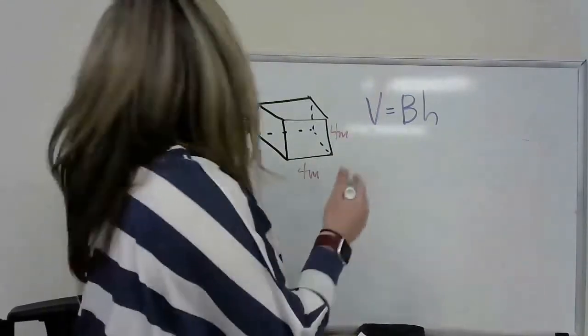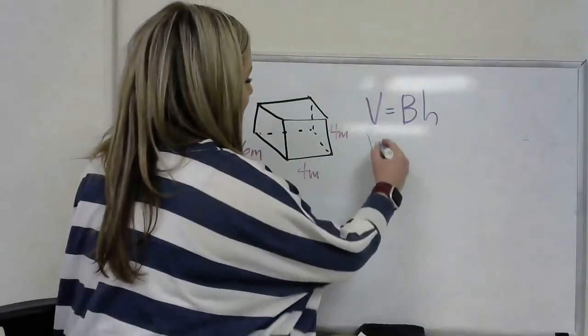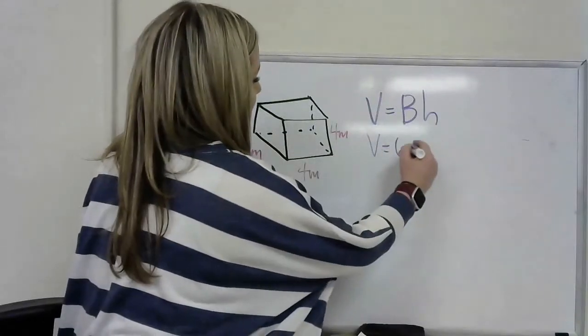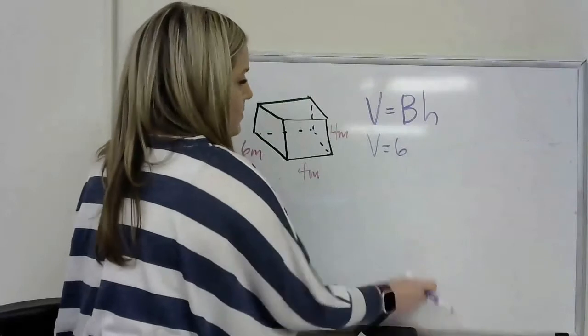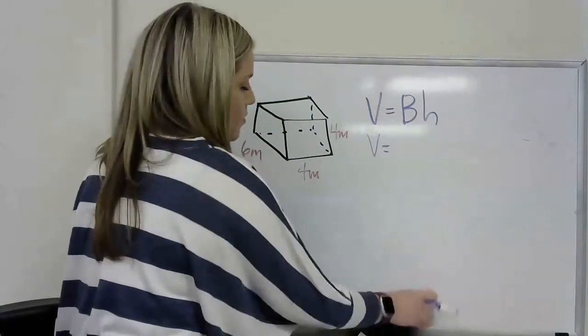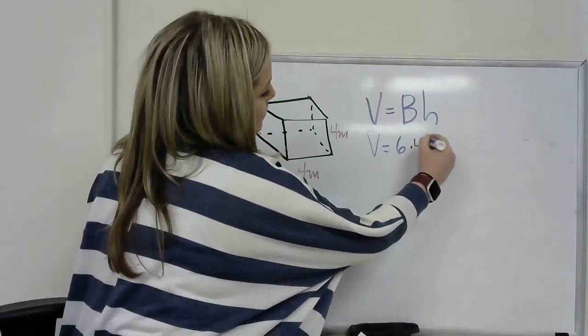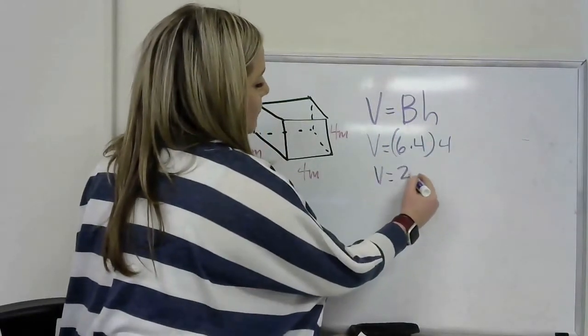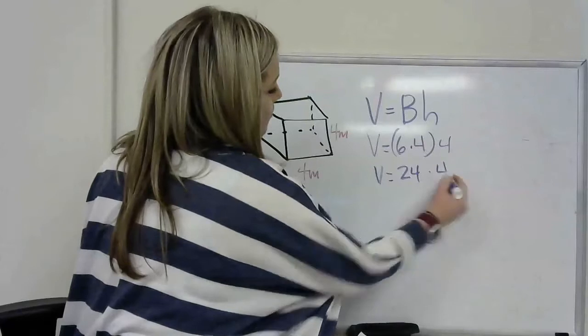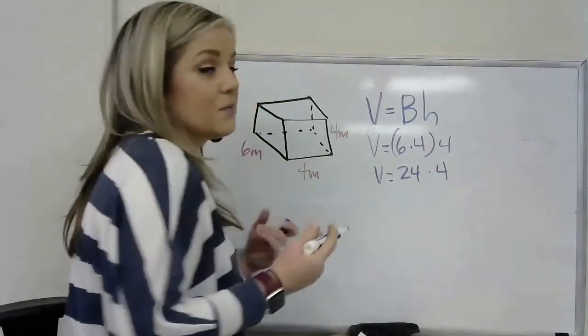All right, welcome back. All right, so the base is 6 by 4. What is 6 times 4? 24. I guess we could do 6 times 4, and then the height is 4. All right, so we've got 24 times 4, okay? So this is going to be 96.